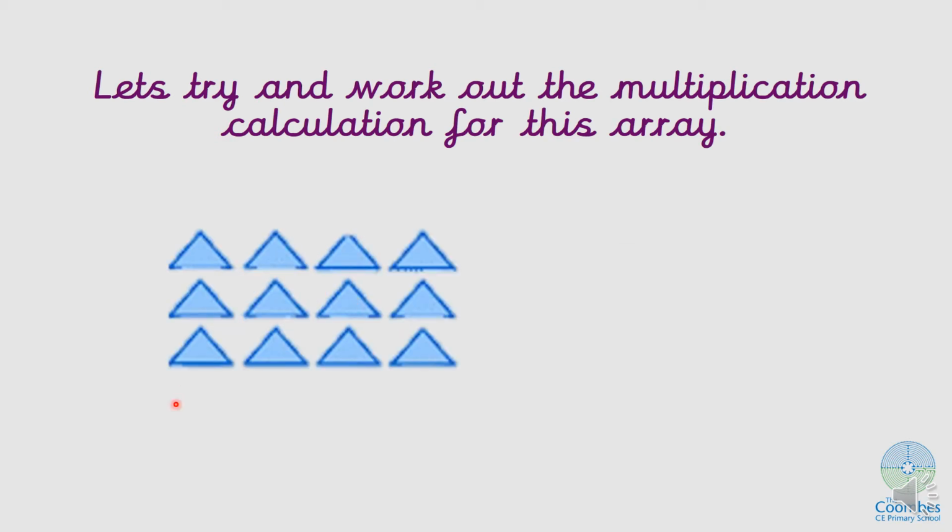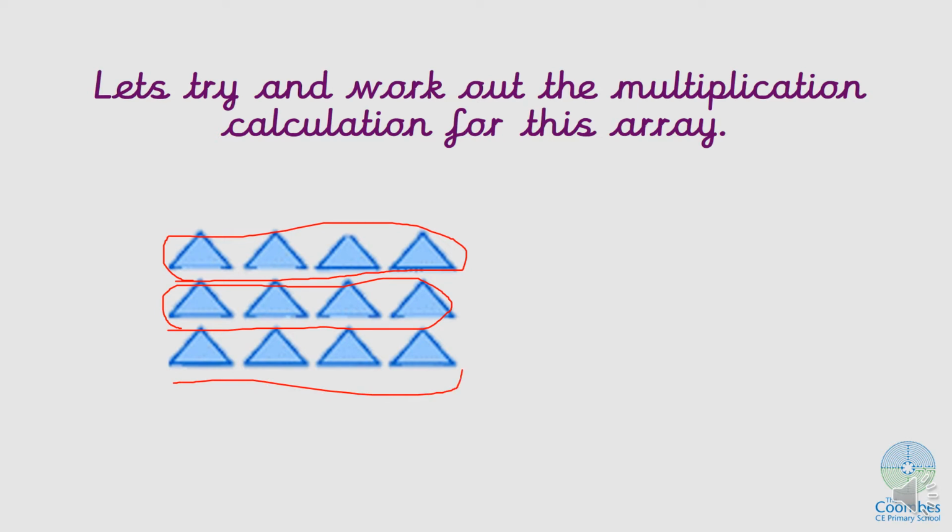Here we have a new array, so this time we've got triangles. Let's group this one. So let's go across first like we have been. One group, 2 groups, 3 groups. How many in the group? Let's check. 1, 2, 3, 4. So this would be 3 groups of 4, and what's it going to equal? 4, 5, 6, 7, 8, 9, 10, 11, 12. Let's check. We think it's 3 groups of 4 equals 12.